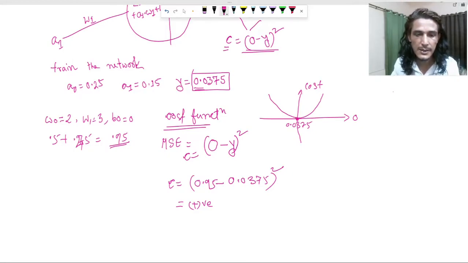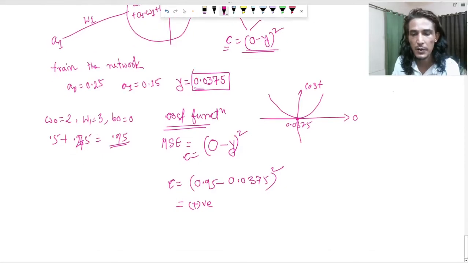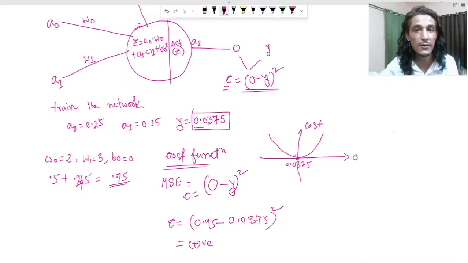Now, in terms of the cost function, you can represent your network. Instead of saying that we want our network to produce this output with respect to these two inputs, we can say that whenever we give this input, we want our network to learn these weights and this bias so that, at the end, if I compute the cost, that cost should be minimum. And we know the minimum value of this function is 0. This is the same as saying we want our network to produce 0.0375 as the output, but this time we are defining the goal of the network in terms of the cost function.